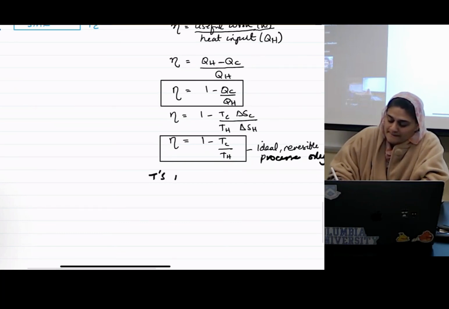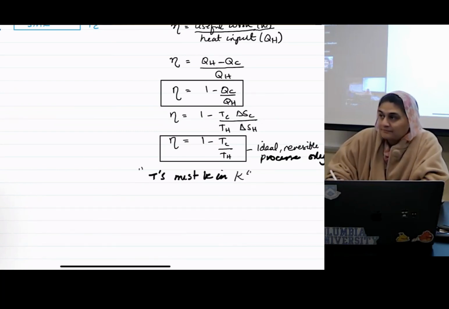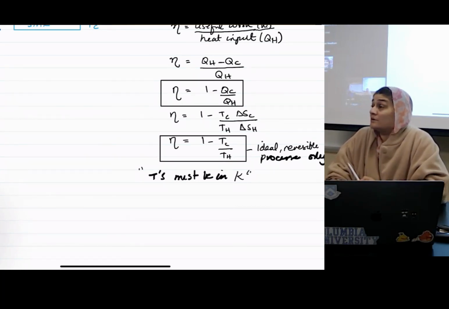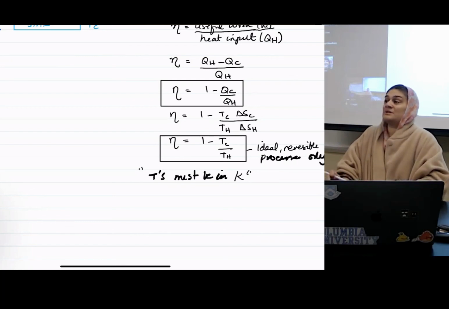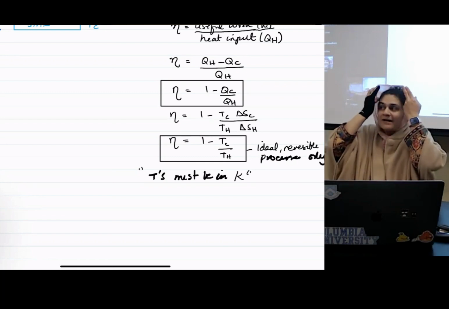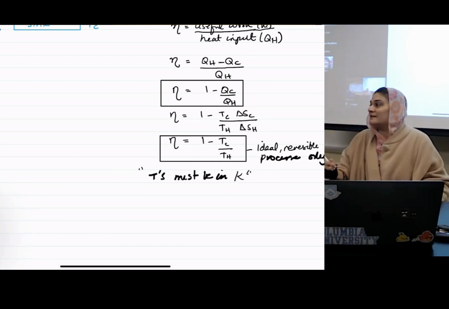T's must be in kelvins. You would think, but you would be wrong. No, it's actually true. Even though it is a ratio, it must be in Kelvin because the numbers change depending on whether you're using them in kelvins or in degrees Celsius or in Fahrenheit. So make sure if you want to get the answer right, make sure this is always in Kelvin.